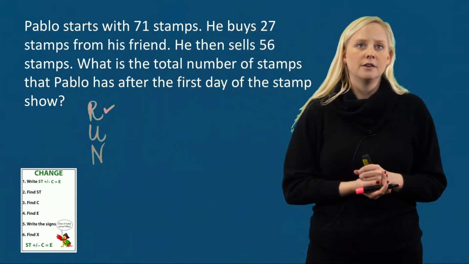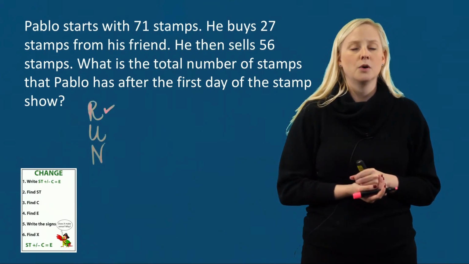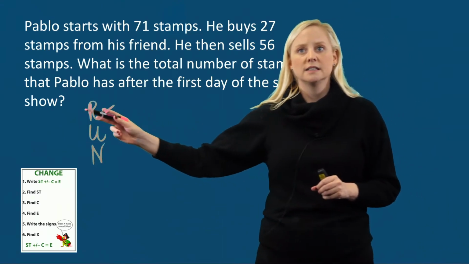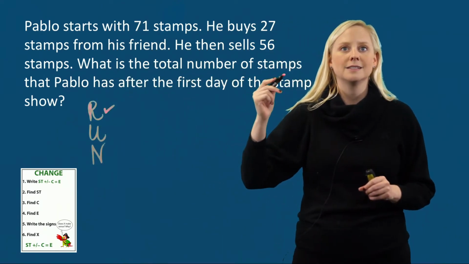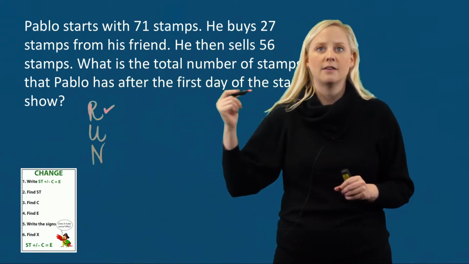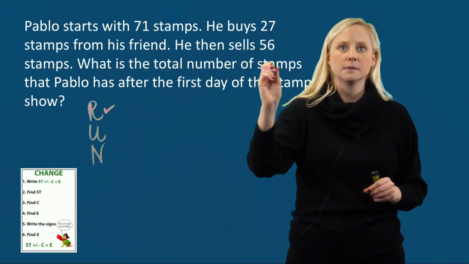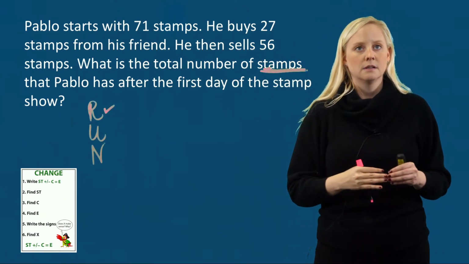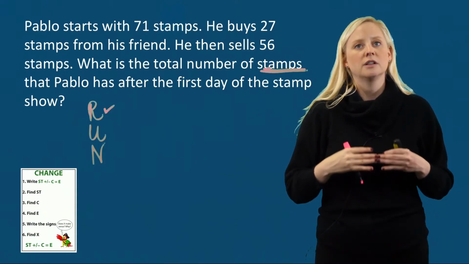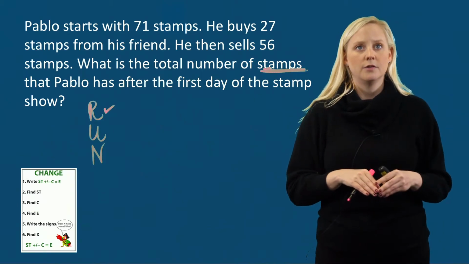The U stands for underline the label and cross out irrelevant information. I'm going to find my label in the question sentence, which is the sentence that has the question mark and the capital letter. It says, what is the total number of stamps that Pablo has after the first day of the stamp show? The question is asking me about stamps. So I'm going to go ahead and underline stamps. Now I need to check and make sure that all of my numbers are talking about my label. I need to check for irrelevant information.